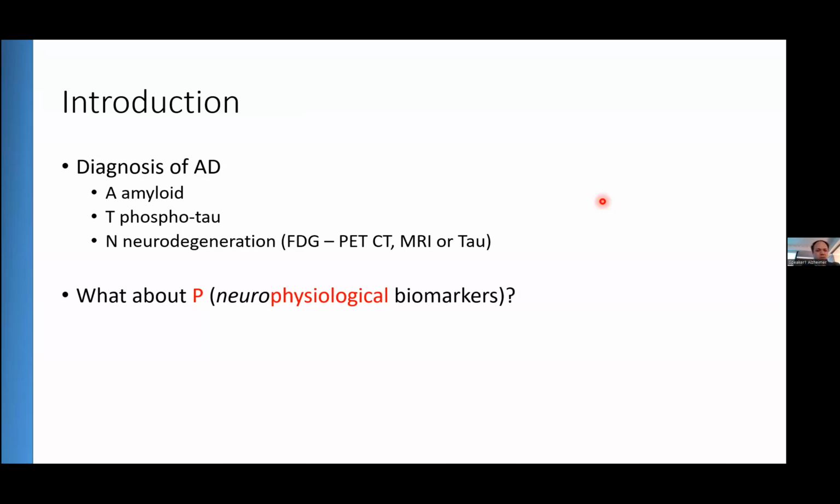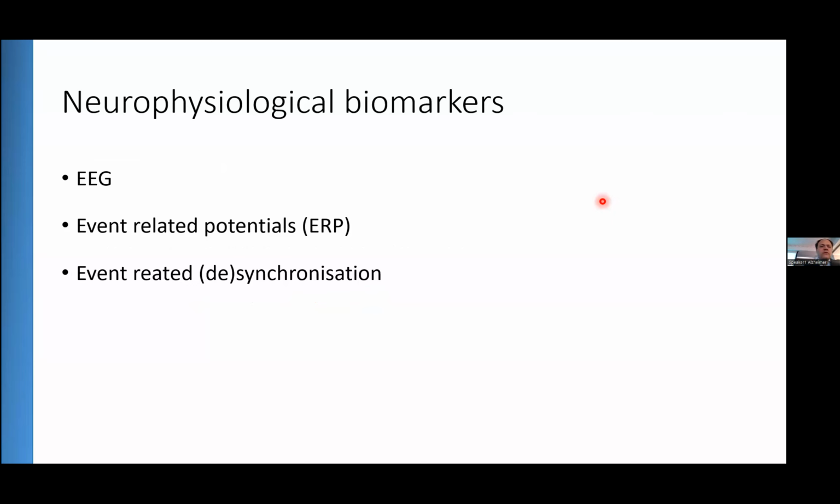What about P? Neurophysiological biomarkers. Are we already there? Can we introduce P to our classification? When we are talking about neurophysiological biomarkers, I'm sure you're all aware that the most common way to assess brain activity is electroencephalography, the EEG. EEG is with us for more than 100 years, and based on the EEG, we also have other techniques such as event-related potentials or event-related synchronization or desynchronization from the brain waves.